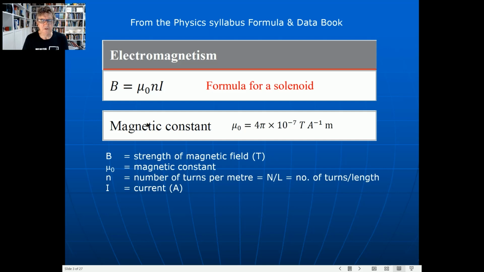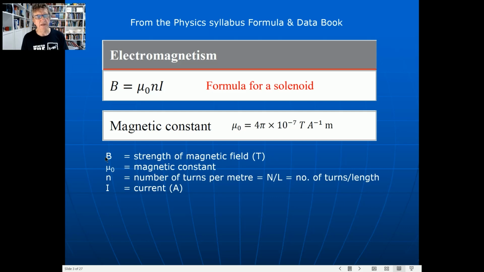The magnetic constant, mu 0, has the value in the syllabus formula and data book of 4 pi by 10 to the negative 7 Tesla meter per amp. You could multiply that out and it comes to about 1.26 by 10 to the negative 6 as a numerical value. So that's what we're going to look at, how close we can get to the accepted value for the magnetic constant.